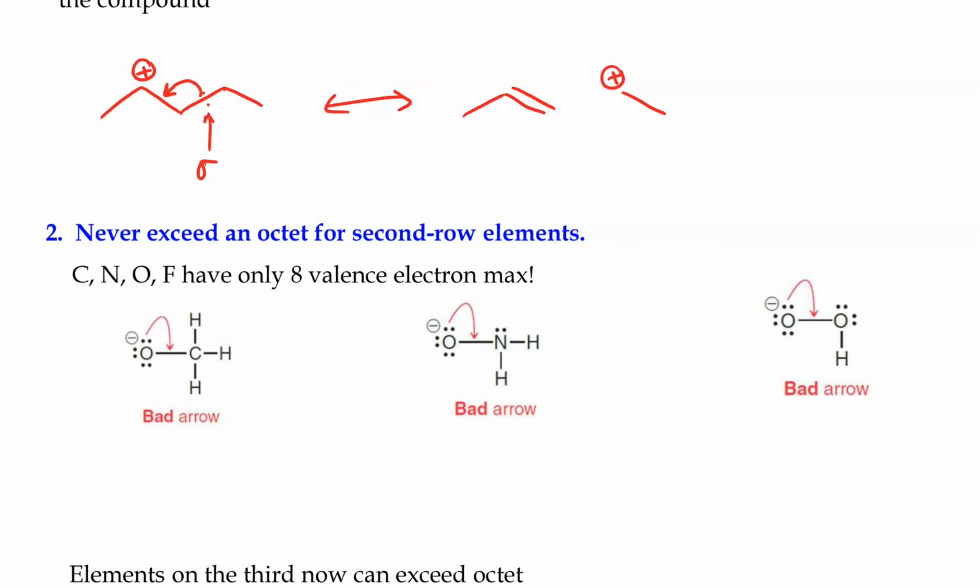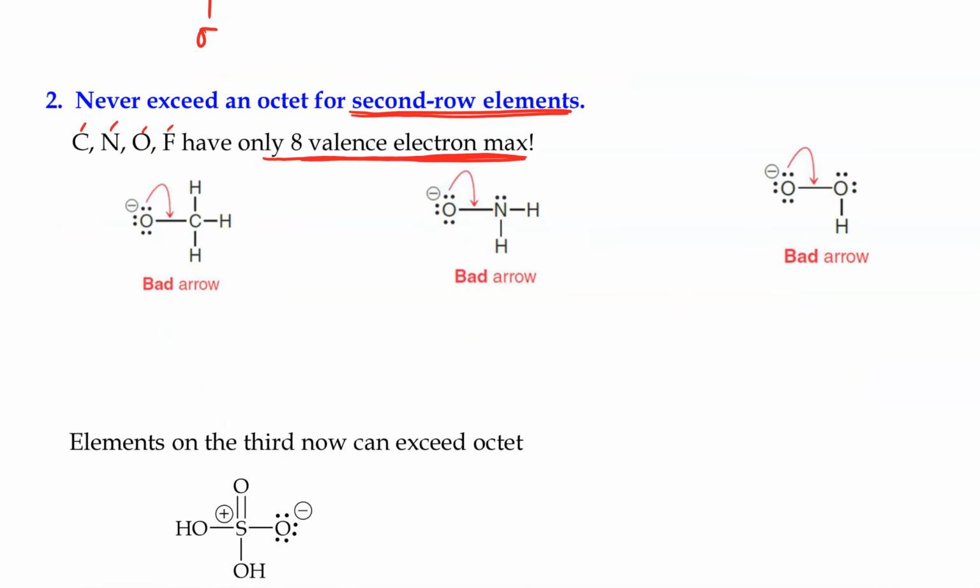And rule number 2, never exceed an octet for second row element. Element on the second row cannot exceed octet. And the types of element on the second row that we will be focusing on here in organic chemistry are carbon, nitrogen, oxygen, and fluorine. So these elements can only have a maximum of 8 valence electrons surrounding them, or basically they cannot exceed octet. So do not draw arrow in which these elements will be exceeding octet.